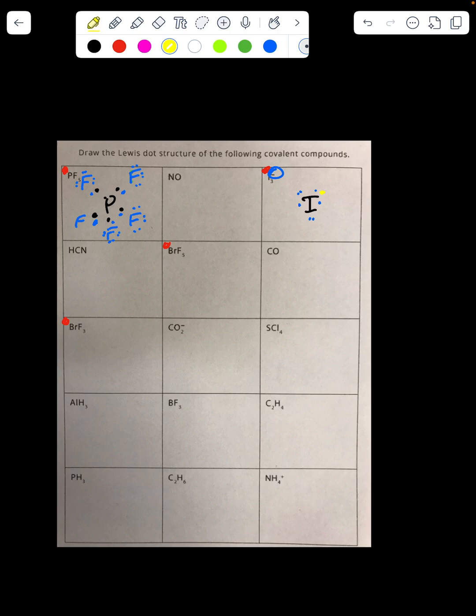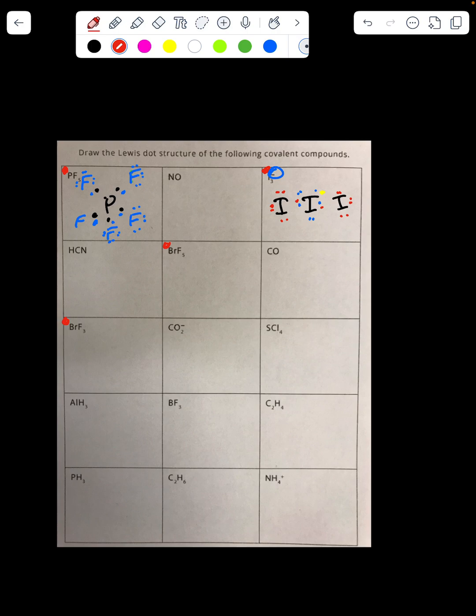Maybe I should give it a special color, like yellow. Okay? Now, the other iodide comes in here and here, straight across. And the electrons for that we'll do in red. So here's 1, 2, 3, 4, 5, 6, 7. 1, 2, 3, 4, 5, 6, 7.